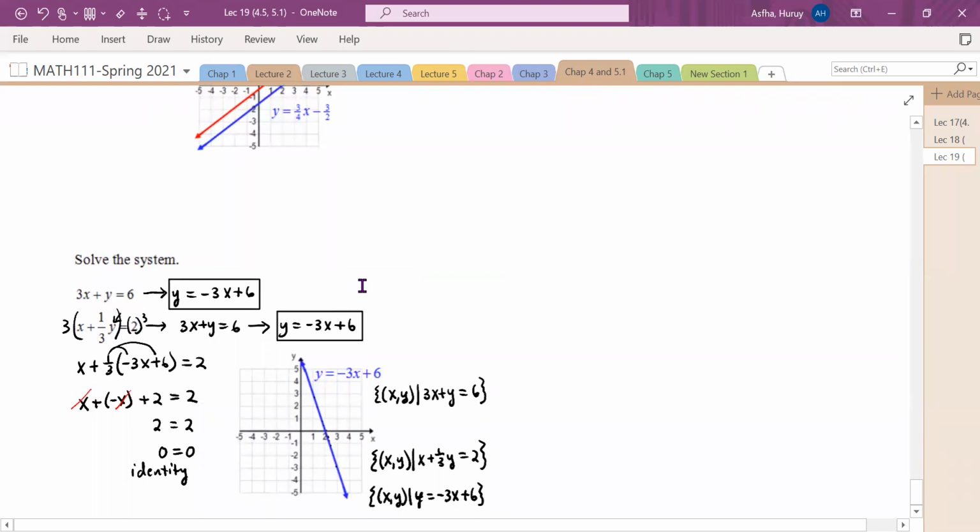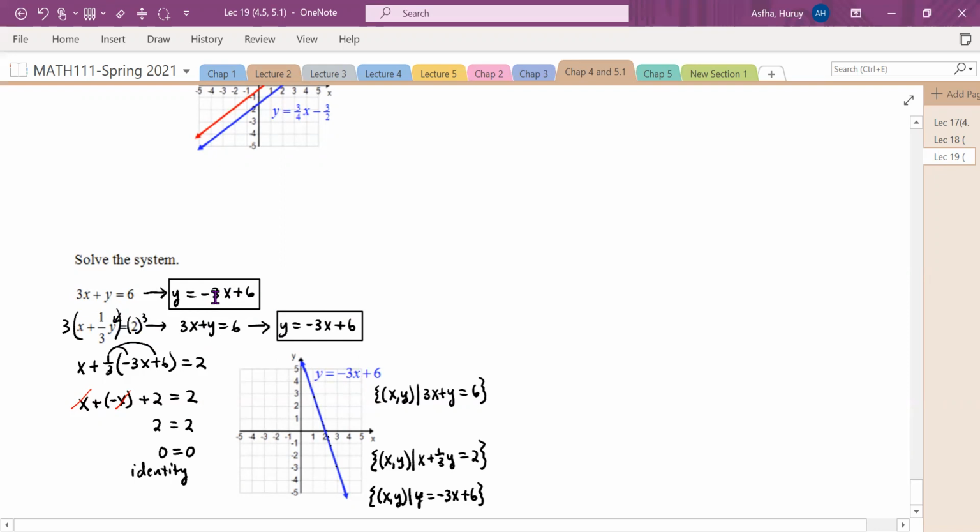And another case is infinitely many solutions. Suppose we have 3x plus y equals 6, and if you rewrite this one in slope-intercept form, we get y equals negative 3x plus 6. And again, we have this equation, x plus 1 over 3y equals 2, and rewriting this one in slope-intercept form, we get this. As you can see, they are exactly the same, right? Even though here they look different, they are exactly the same when we write them in slope-intercept form.